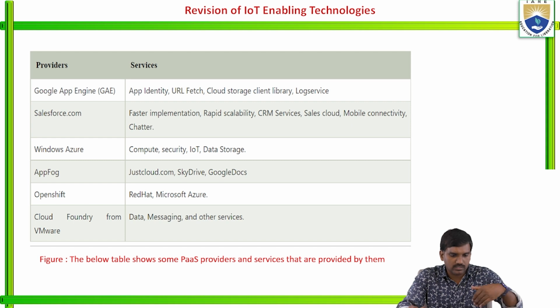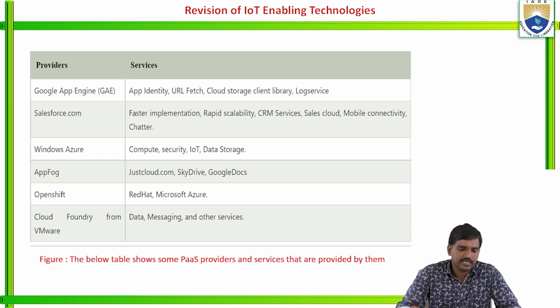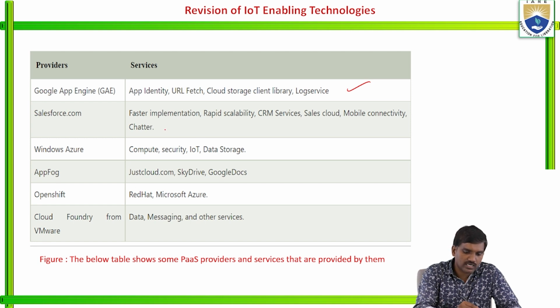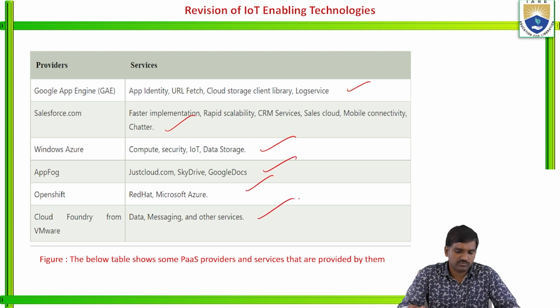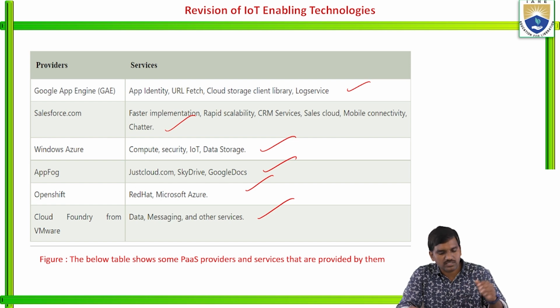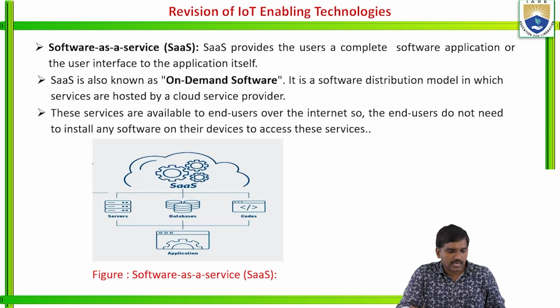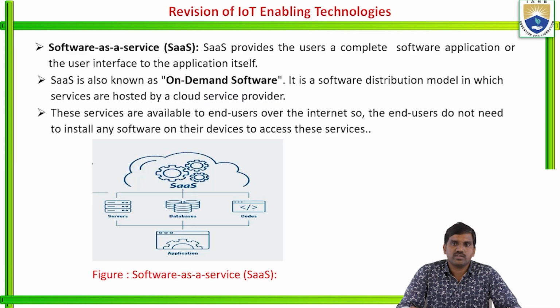In terms of a table, Google App Engine provides these types of services for us: app identity, URL fetching, cloud storage, client library, and logistics service. Salesforce.com offers faster implementation. Then Windows Azure, AppFog, OpenShift, and Cloud Foundry from VMware provide data messaging and other services. These types of services we discussed in the last slide only. And the next one, software as a service.